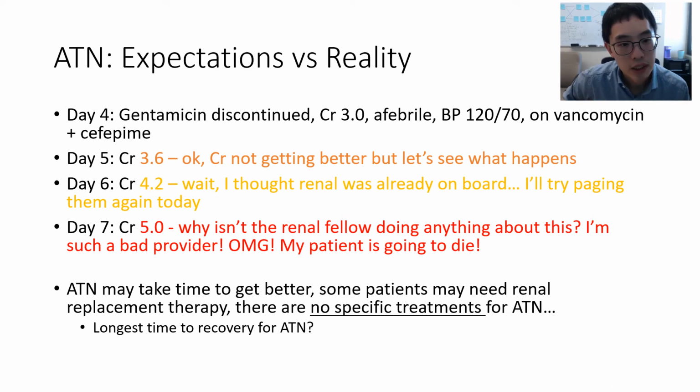So let's follow this patient out. On day 4, the gentamicin is discontinued, the creatinine is 3.0, he's still afebrile, he's actually looking better. They changed the patient to vancomycin and cefepime. On day 5, the creatinine is still going up, and by day 6, creatinine is 4.2, and on day 7 it is 5.0. Now, this happens a lot, unfortunately, and we like to think that even after stopping all the nephrotoxic agents, the creatinine will start to downtrend immediately. But unfortunately, that is not the reality.